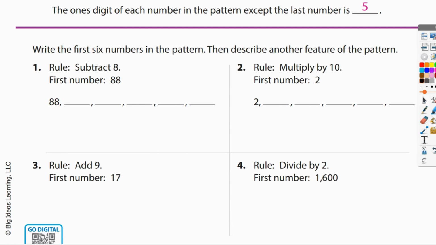Here it says write the first 6 numbers in the pattern. Okay? Well, let's look at the rule. The rule is -8. I'm starting with 88. So let's work this one out. If I have 88 and I take away 8, I end up with 80. Right. If I have 80 and I take away 8 more, what does that give me? 72.